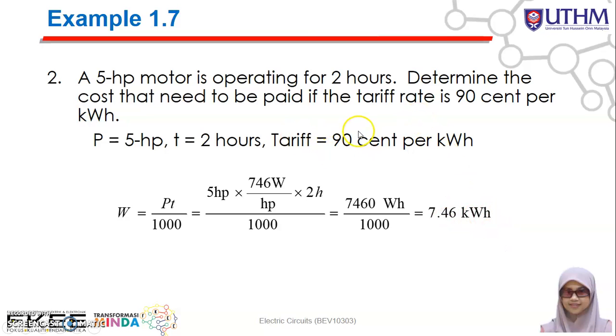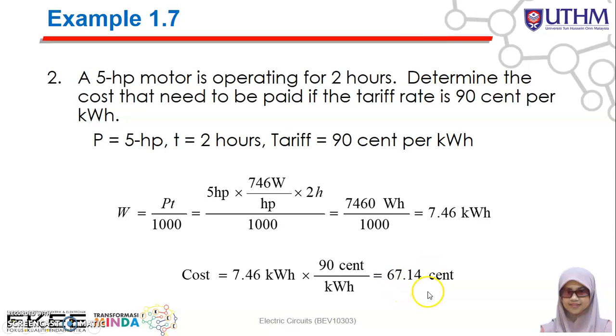Alright, so for the tariff used, it says that the tariff rate is 90 cents per kilowatt hour. So for this energy used, 7.46, we need to determine the cost. So cost is equal to 7.46 kilowatt hour multiplied by 90 cents per kilowatt hour. Kilowatt hour and kilowatt hour can be cancelled. So finally, the final answer is 67.14 cents.